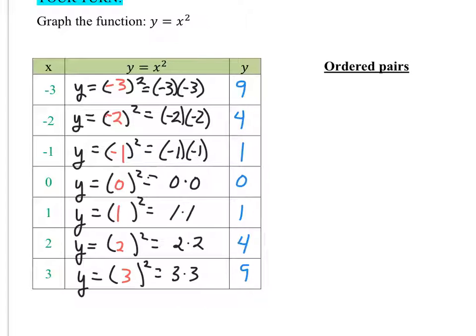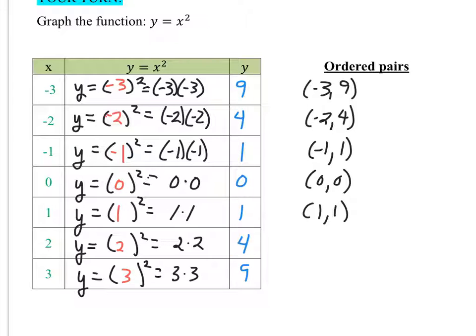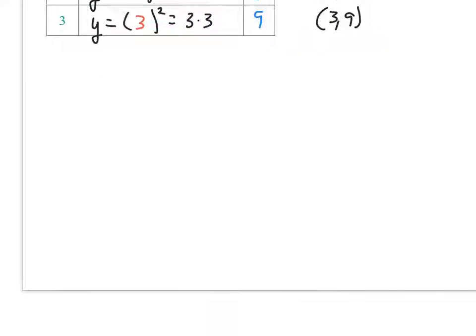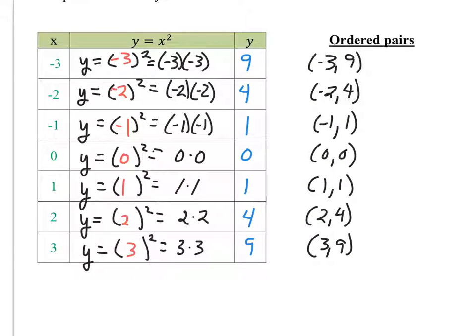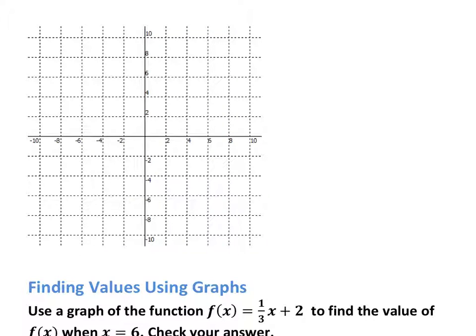So your ordered pairs are -3, 9; -2, 4; -1, 1; 0, 0; 1, 1; 2, 4; and 3, 9. I believe our graph is on the next slide. Yes. So here we go. So we're going to graph those ordered pairs.